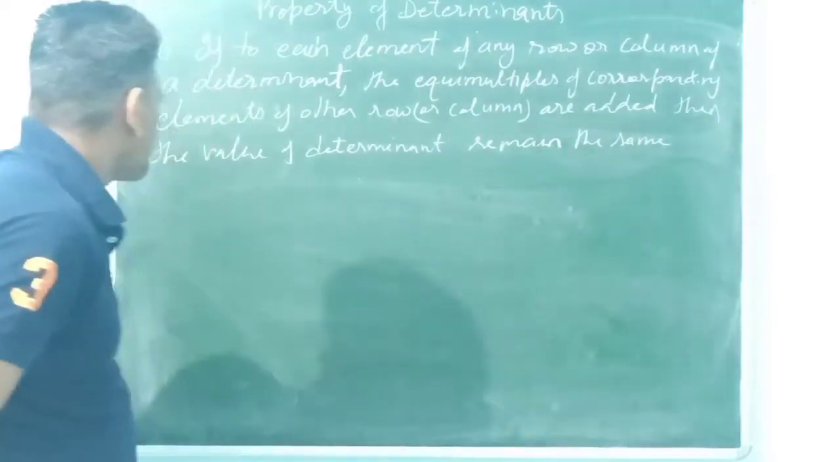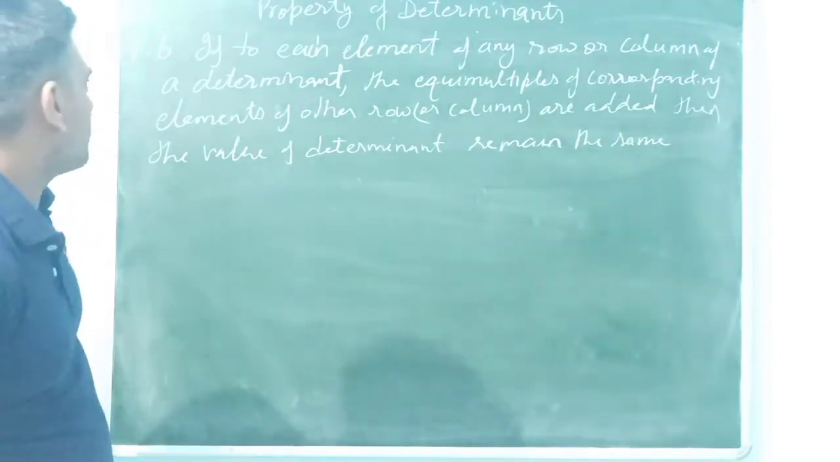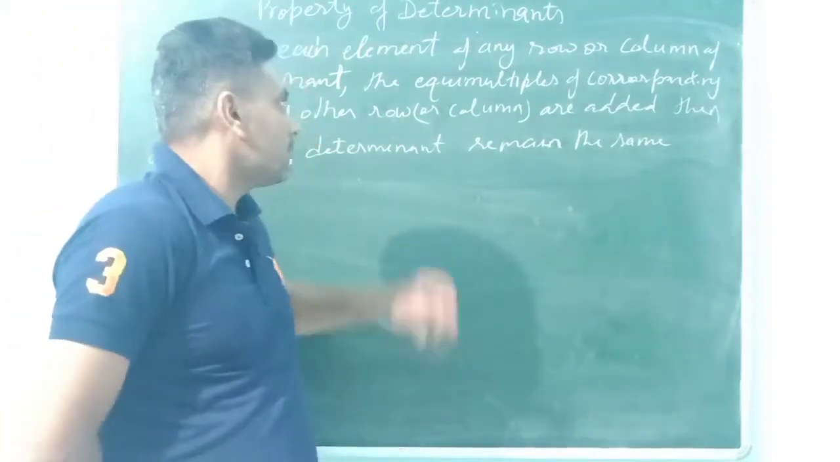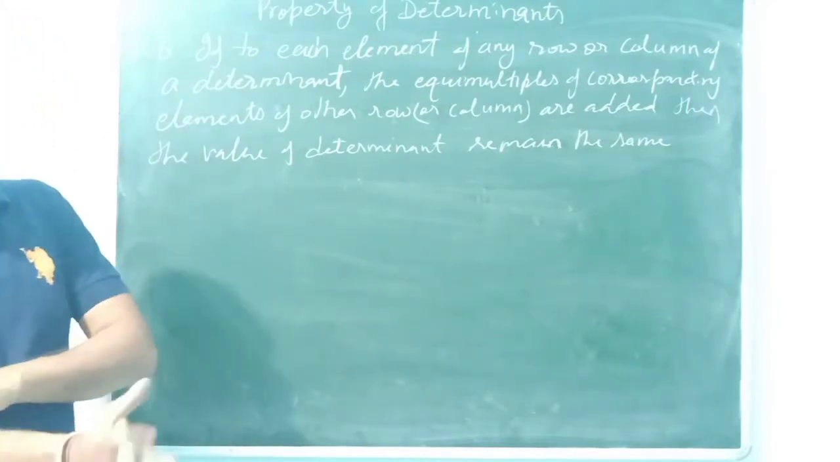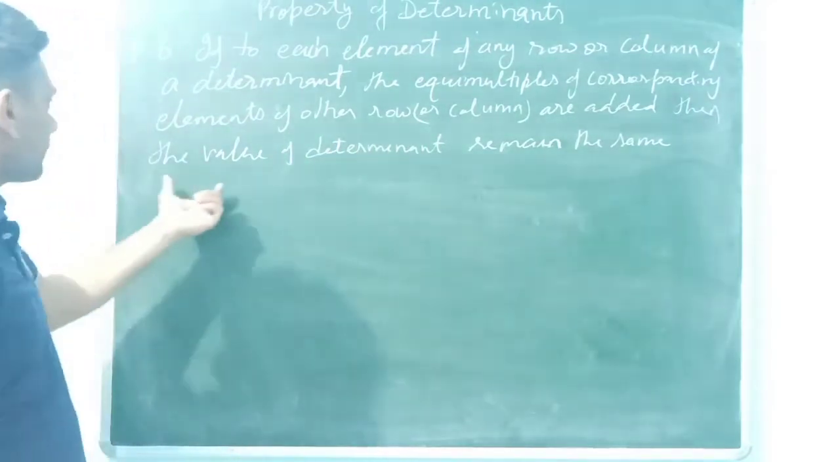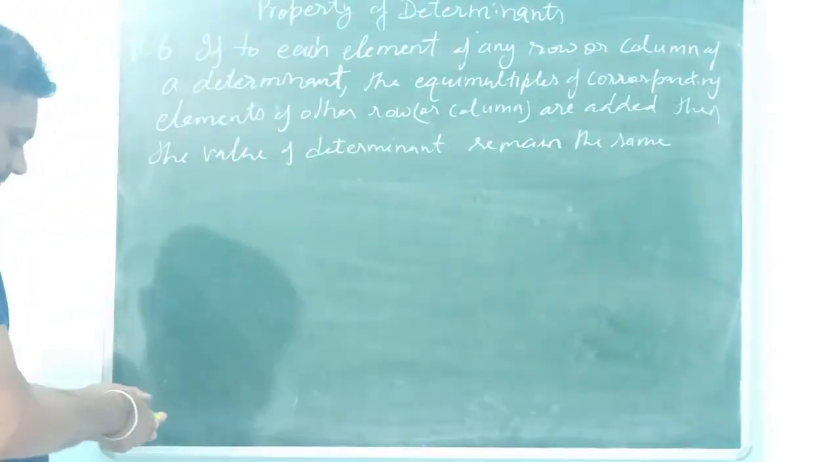This is the last property, property number 6. If to each element of any row or column of a determinant, the multiples of corresponding elements of another row or column are added, the value of the determinant remains the same. Take an example.